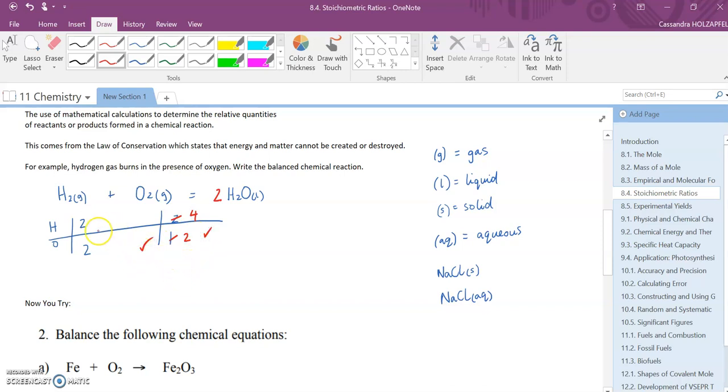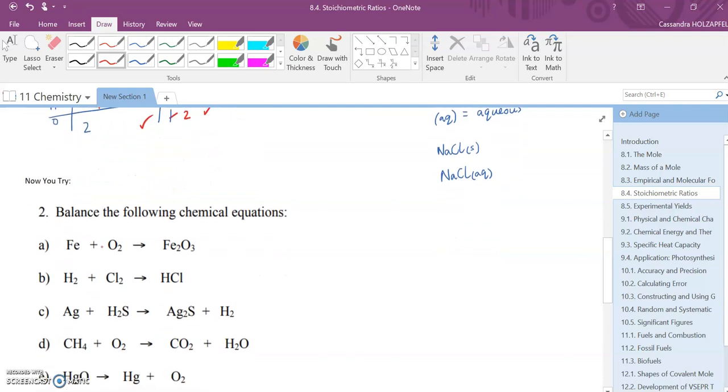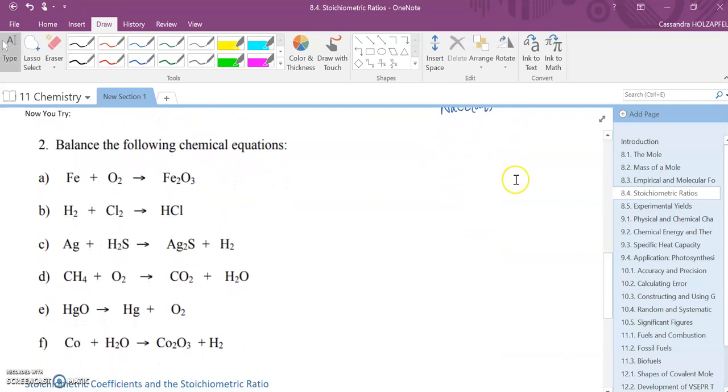The last thing that I'm going to do, back on this side of the equation, is double the amount of hydrogen so that I now have 4 hydrogens on this side. This equation is now considered balanced because I have equal numbers of hydrogen and oxygen on each side of the equation. All right, so I want you guys to have a go at these questions here. I'm going to get you to pause the video, and then I'll go through the answers with you after the break.